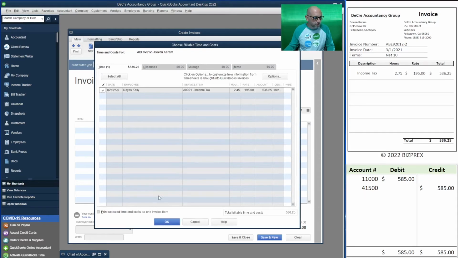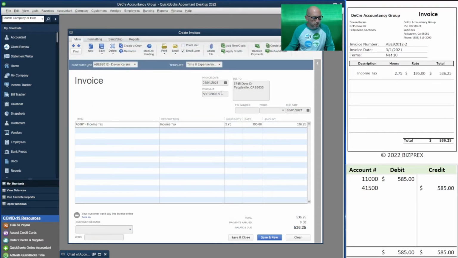Those are some of our individual taxpayers that we do work for. Debits and credits are in balance. So far, so good. Good to go.